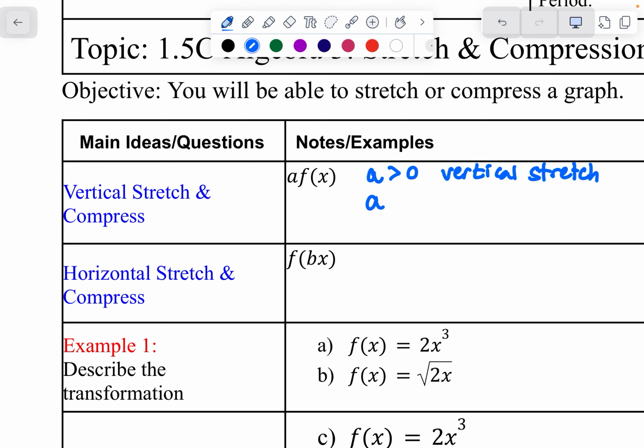If a is between 0 and 1, so if it's fractional, a proper fraction, so 1/2, 1/3, 2/5, something like that, it's going to compress it closer to the x-axis, so it's a vertical compression.